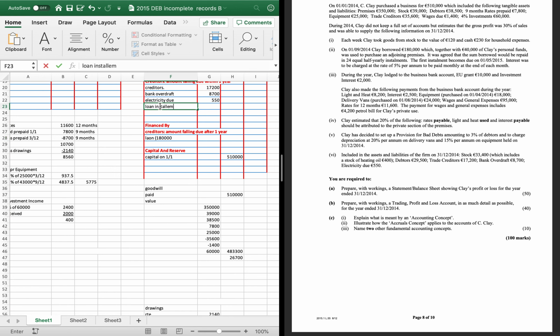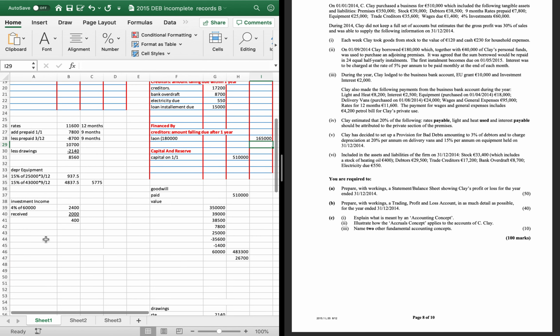So loan installment due will be 1/12 of 180,000, which is 15,000. So at the end of the year, he will owe 165,000. So it's the 180 minus the 15. So it always keeps adding up to 180. But he will pay 15,000 this year. After this year, he'll owe 165.